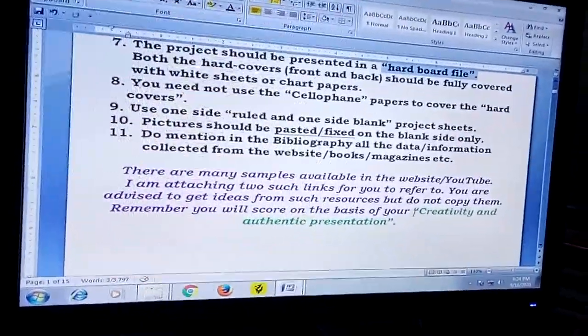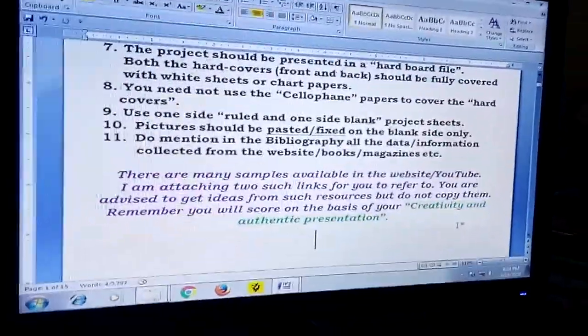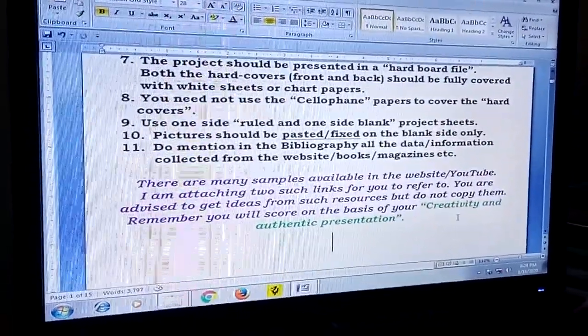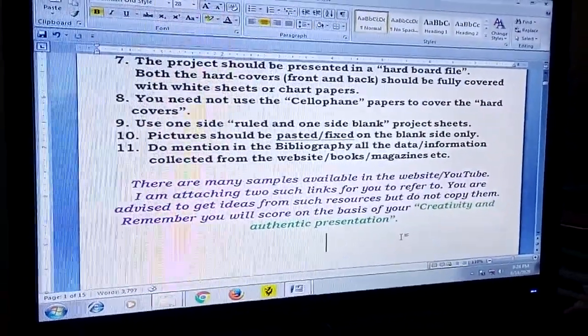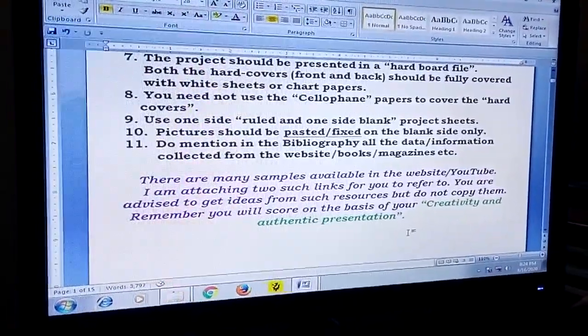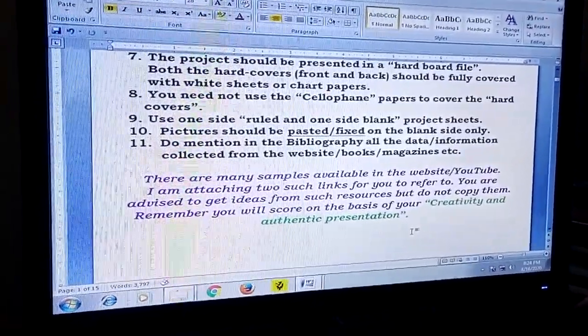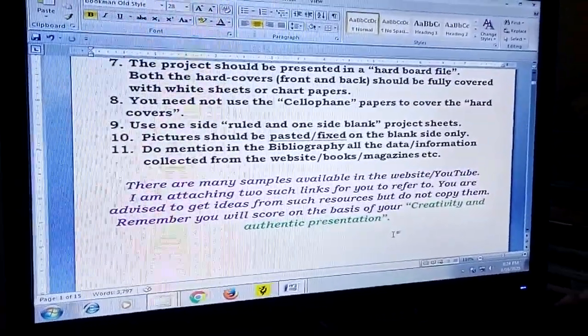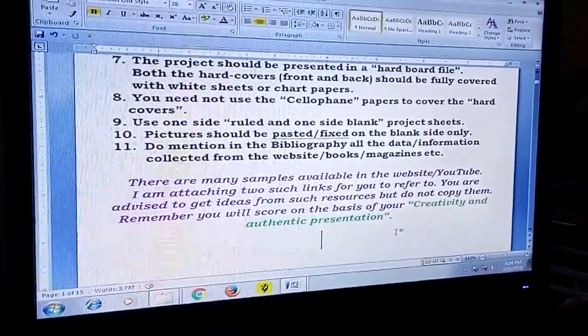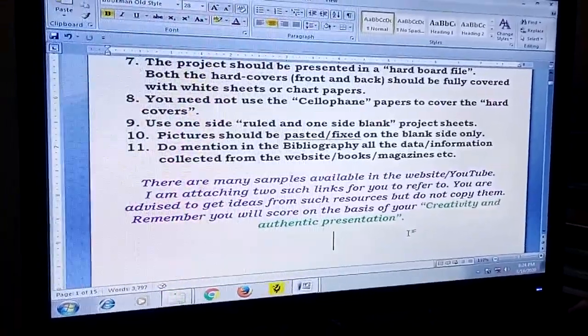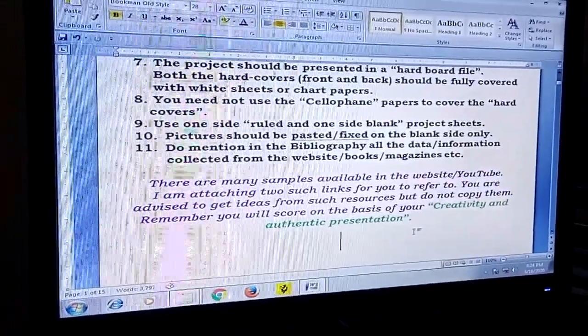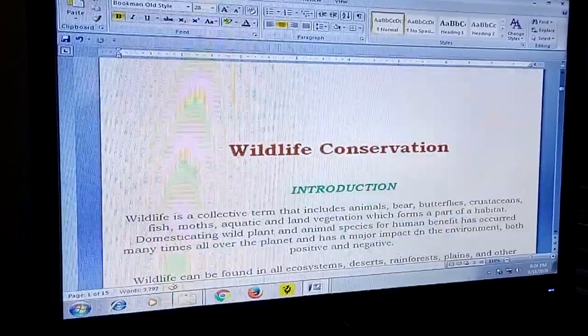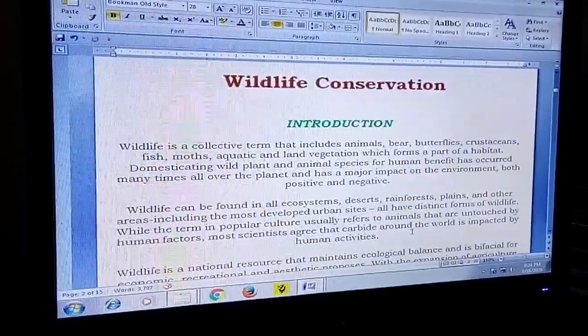Remember, your creativity and authentic presentation is the most important part. You need not copy anyone; you do your own. Now I'm giving you one solid example of how to go about one particular topic, and this topic is wildlife conservation.